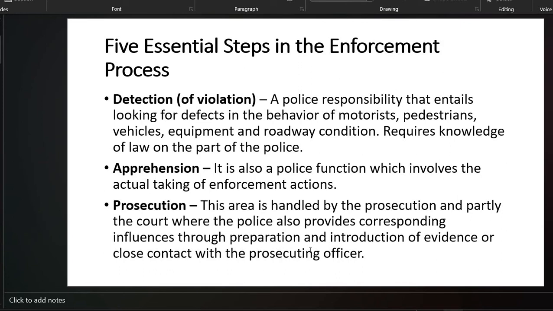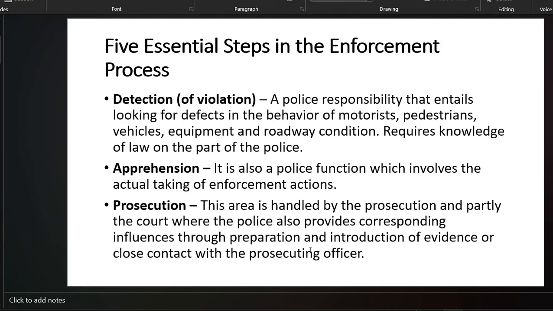5 essential steps in the enforcement process. We have the detection, of course. A police responsibility that entails looking for defects in the behavior of motorists, pedestrians, vehicle equipment, or roadway condition requires knowledge of law on the part of the police. Apprehension, it is also a police function which involves the actual taking of enforcement action. So number 3, prosecution. This area is handled by the prosecution or parte na po ito sa trabaho ng korte.